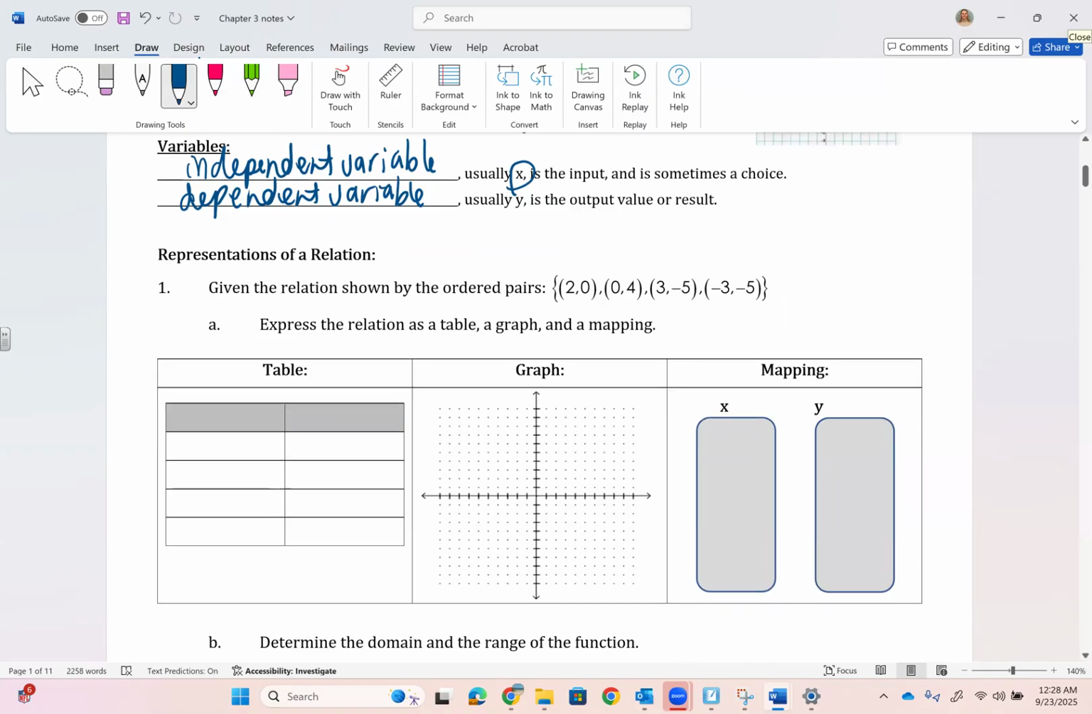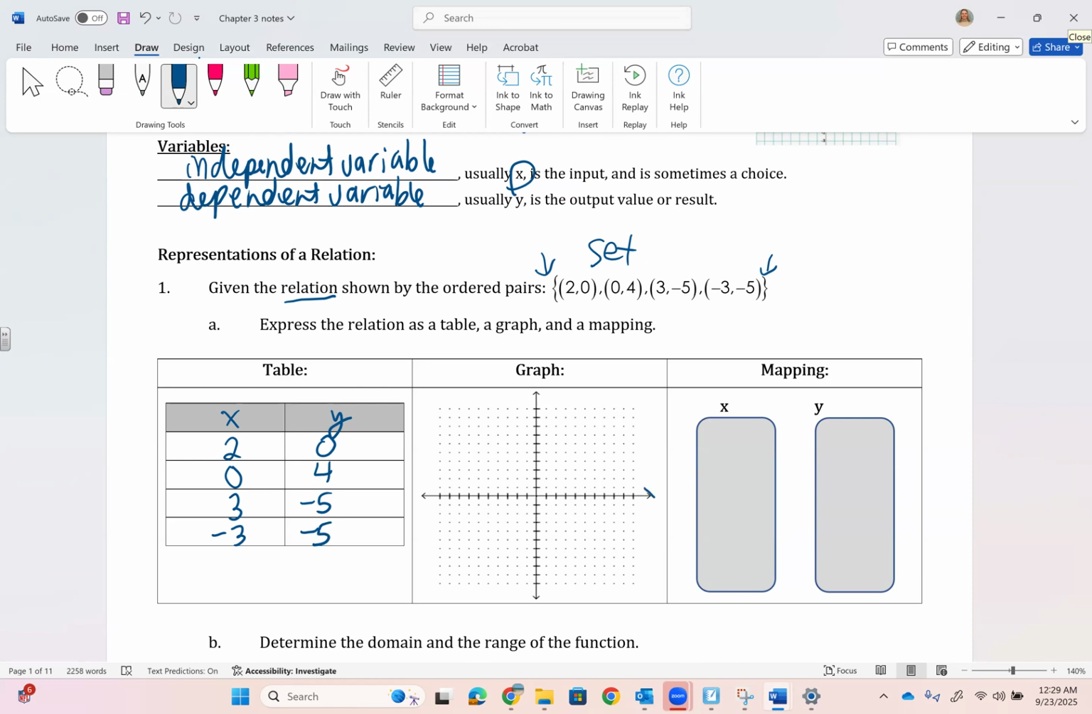And then if this is our set, and notice you can tell it's a set because you see the braces on each side of it. Okay. And so this is a set of ordered pairs. This is showing a relation. A relation is a group of ordered pairs. And then you can place those ordered pairs on a table where X is represented by the first column and Y is the second. So you'd write 2, 0, and then 0 has output of 4, 3 is -5, and then -3 is -5 as well. You can graph each of those points.